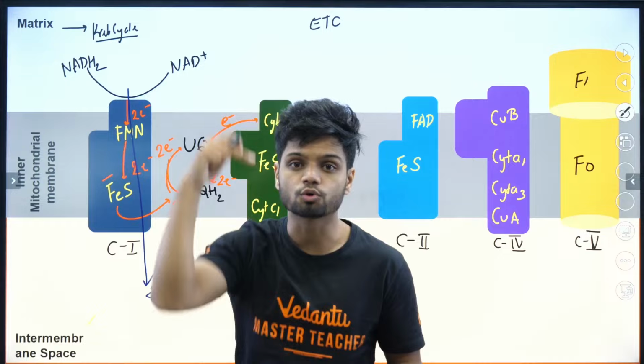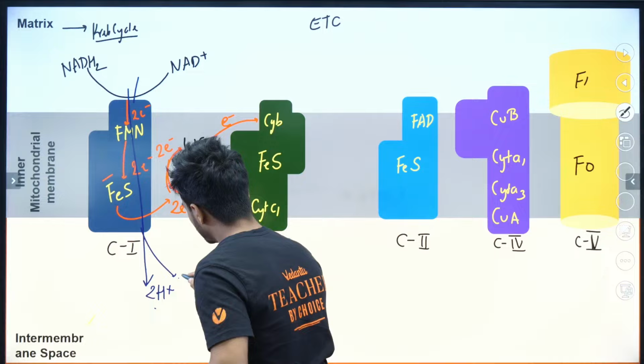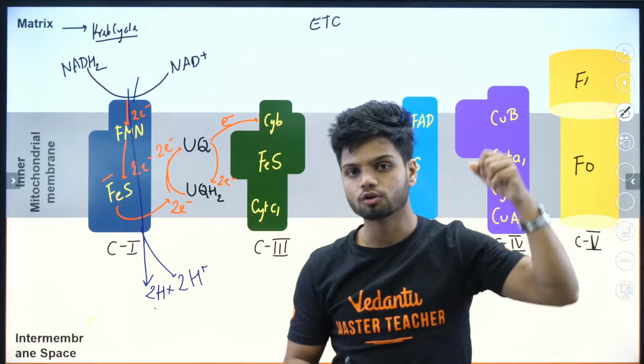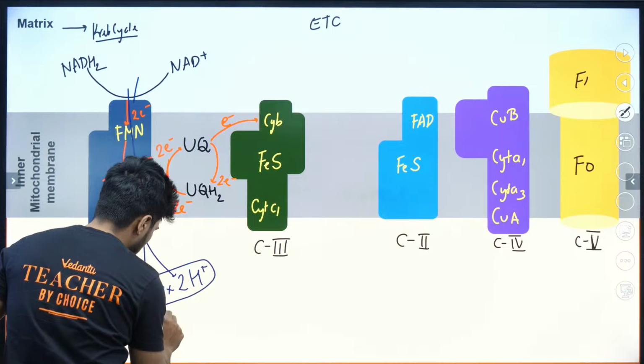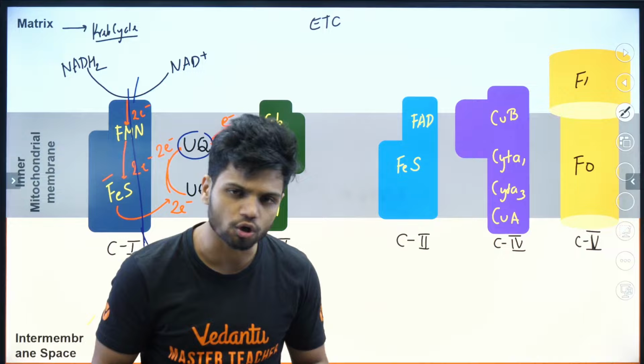Along with this 2H plus, which comes from your NADH2, the complex itself sends in two more H plus from your matrix region. From the matrix region, your first complex sends in two protons. So in total we have 4 H plus here. In total we have how many? 4 H plus.